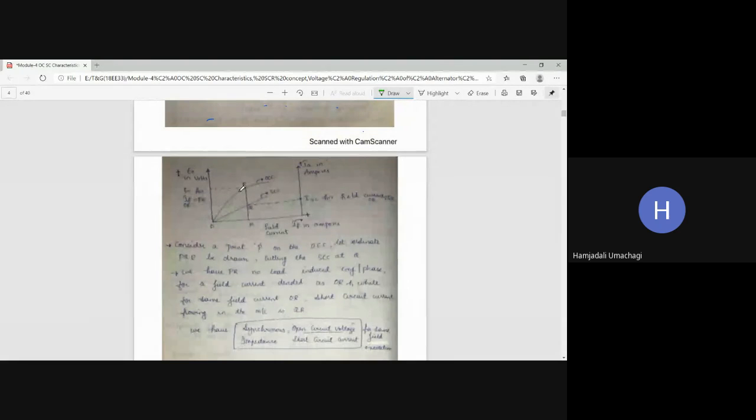So what is this? This curve, from which test will we get it? OCC. And this curve we will get from SCC. OCC means it is a graph of E0 versus IF. SCC means the y-axis is IA, that is armature current, and the x-axis is field current. And one single point you will be getting from the origin.